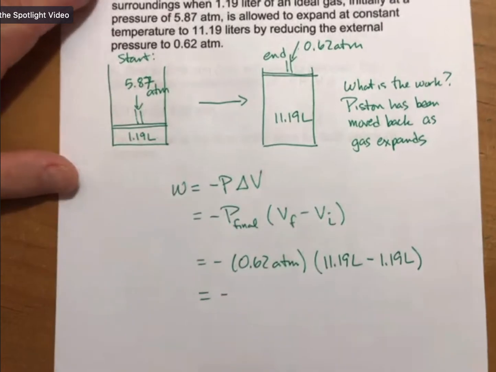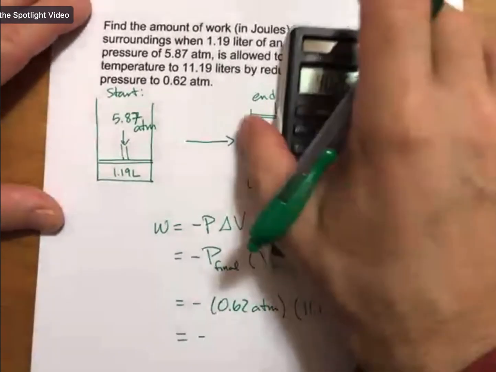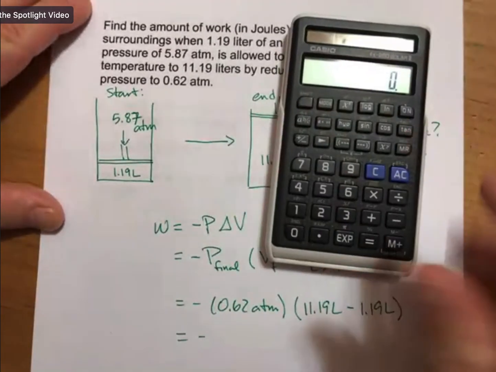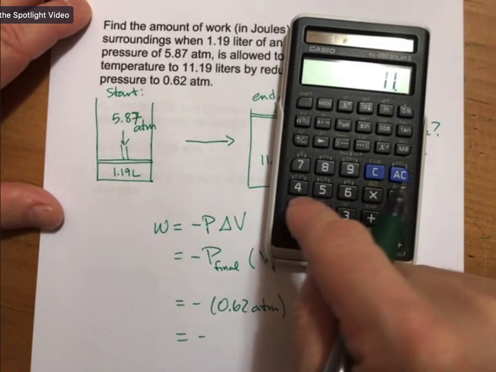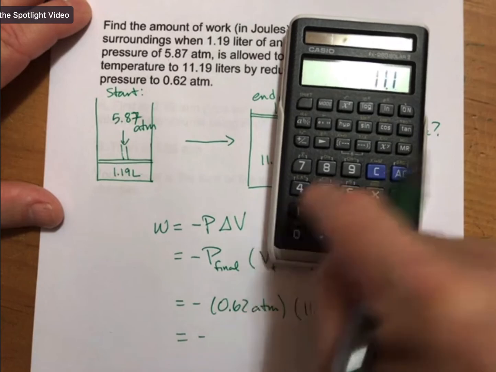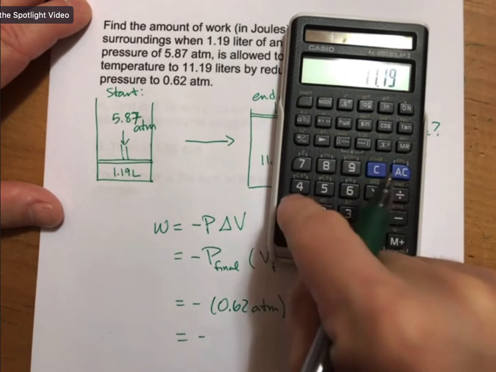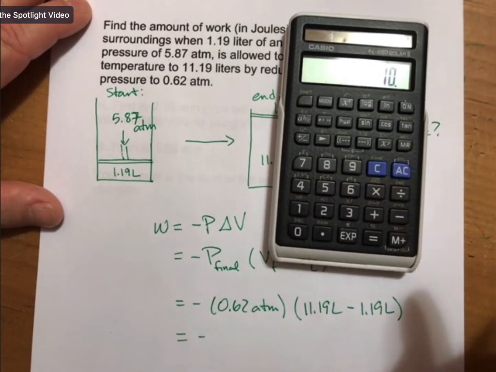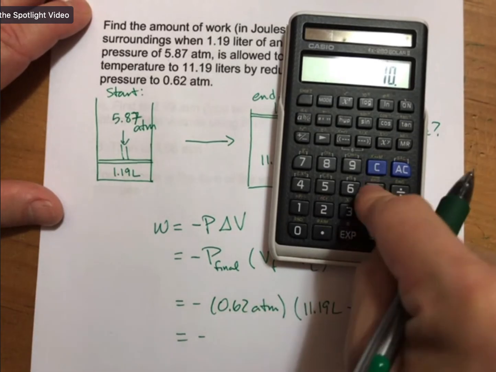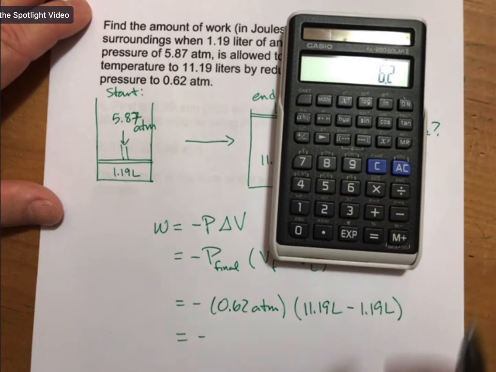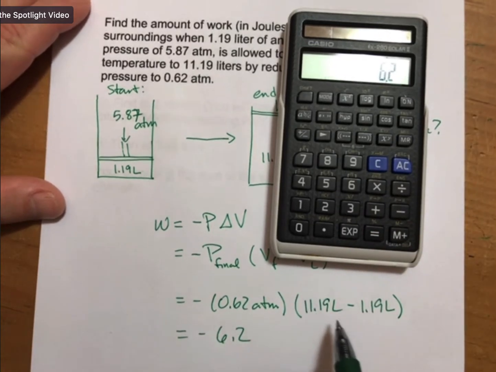And if I multiply this out, it will not give us units of joules. We're going to have to take care of our units. Let's see. We'll take care of the math first. 11.19 minus 1.19 gives me exactly 10 times the 0.62, 6.2. My units now are liters times atmospheres.